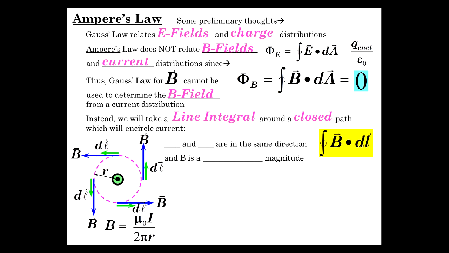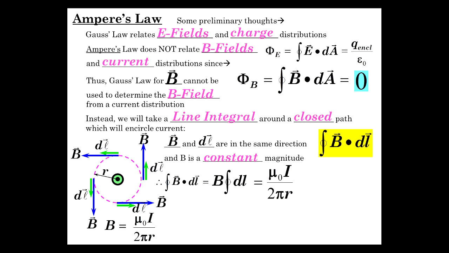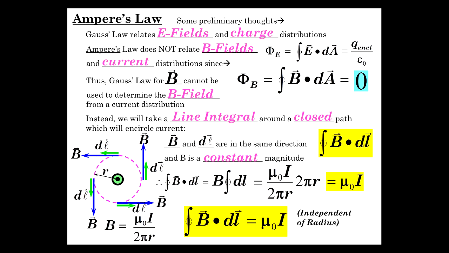So be warned. Now, B and dl are in the same direction, and B is constant magnitude because the radius is the same everywhere. So the closed integral of B dot dl, B constant, integral of dl. So that's mu 0 I over 2 pi r. There's B. And the integral of dl, that's obvious. That's just the circumference, which is 2 pi r. Oh, wonderful. That whole thing is just mu 0 I. And so we have the closed integral of B dot dl is mu 0 I.